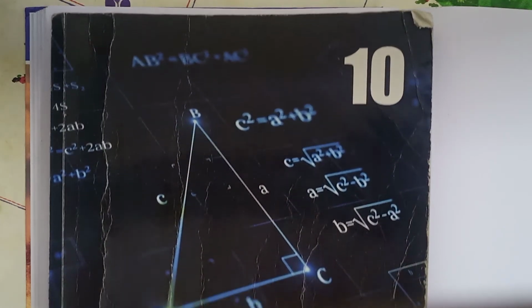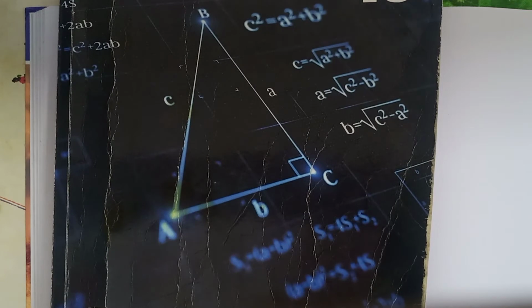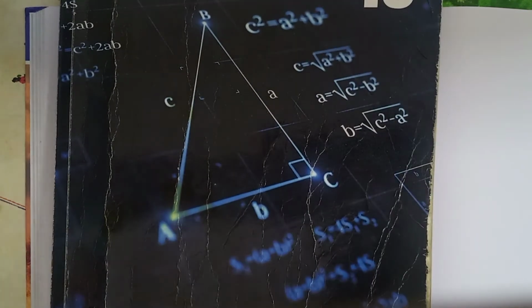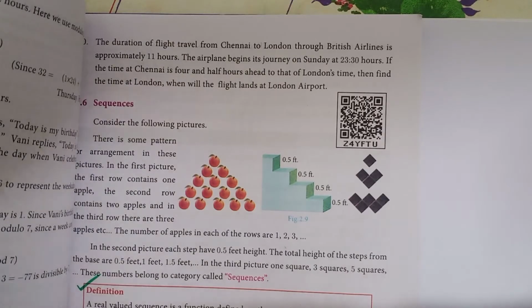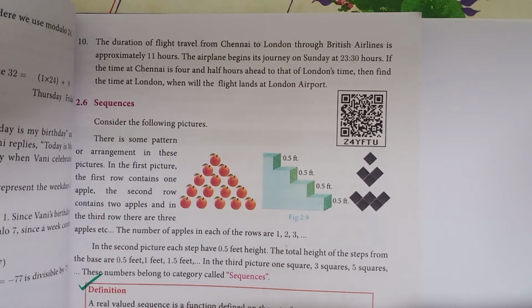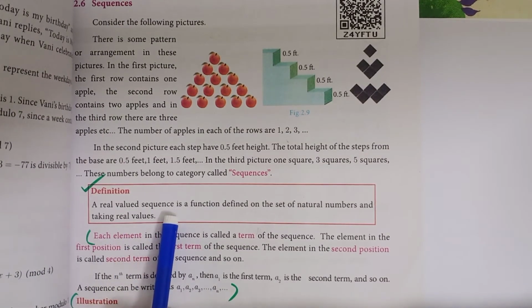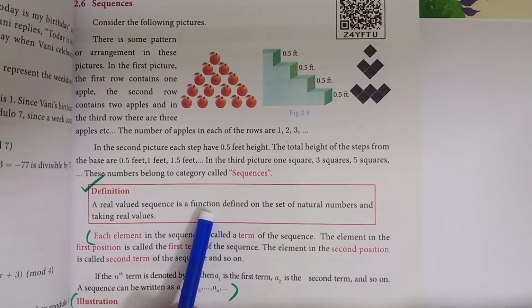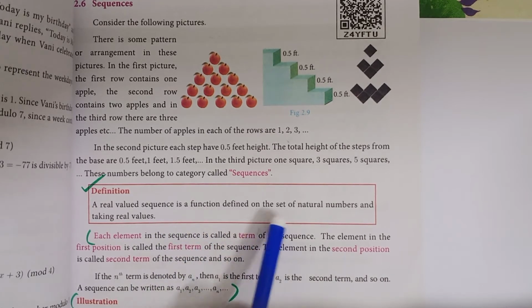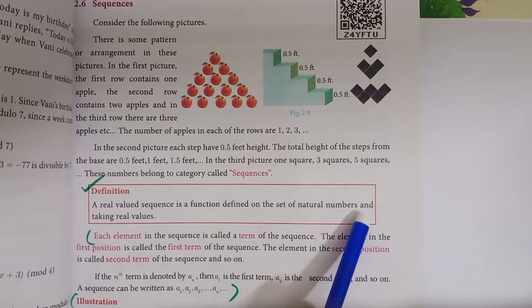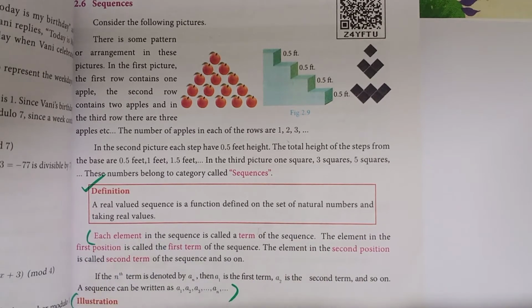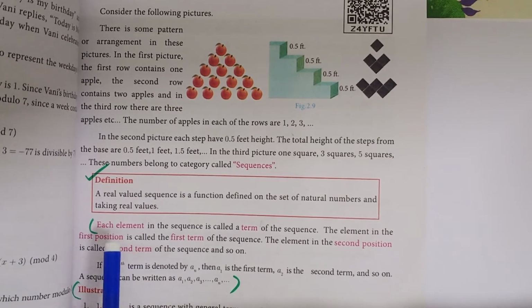10th standard mathematics, chapter number 2, exercise 2.4, sequences. Here is the definition. A real valued sequence is a function defined on the set of natural numbers and taking real values. I will give an example later.